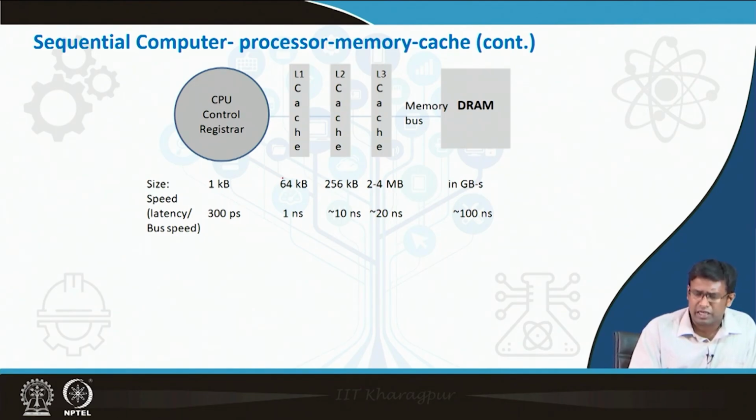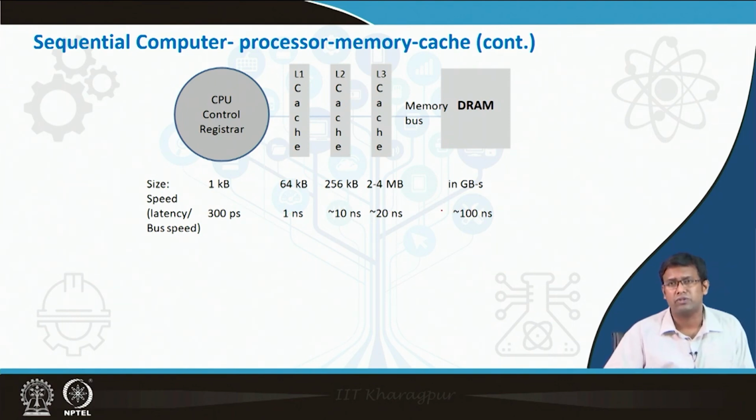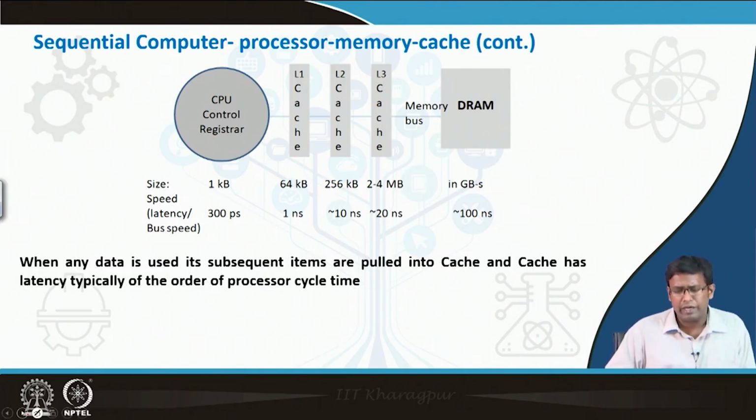The fastest cache is the L1 cache, which is small, 64 kilobytes, with a latency of 1 nanosecond, and then the L2 cache, the L3 cache, and then the main memory, which is gigabytes. In today's world we get terabytes of memory, but the latency is high, 100 nanoseconds. When any data is used, the subsequent items are pulled into cache, and cache has a latency typically of the order of the processor cycle time.